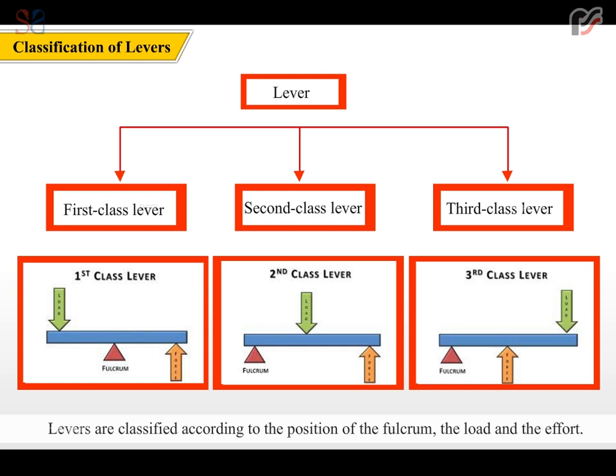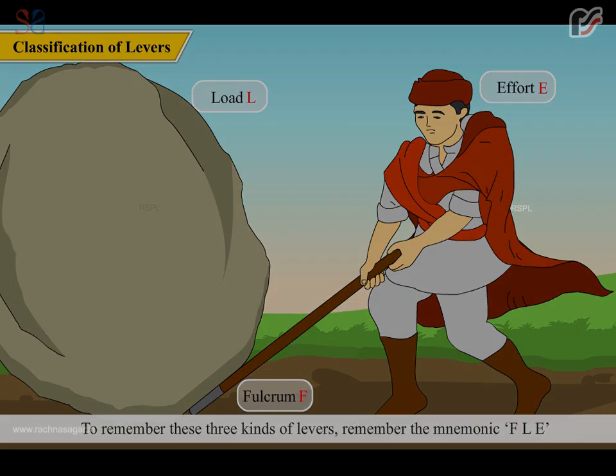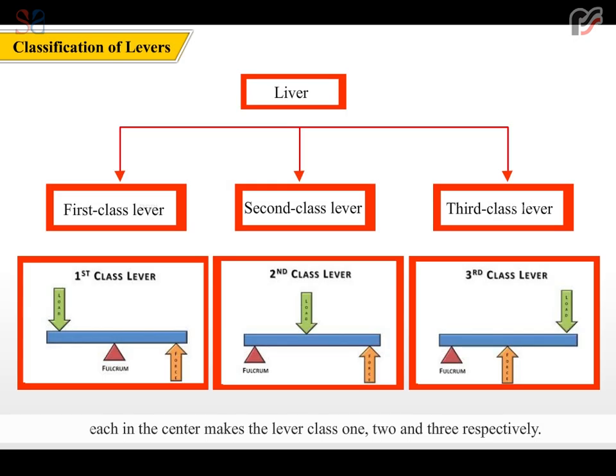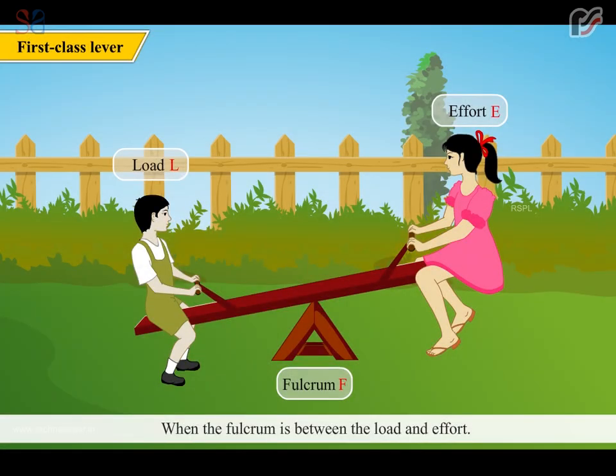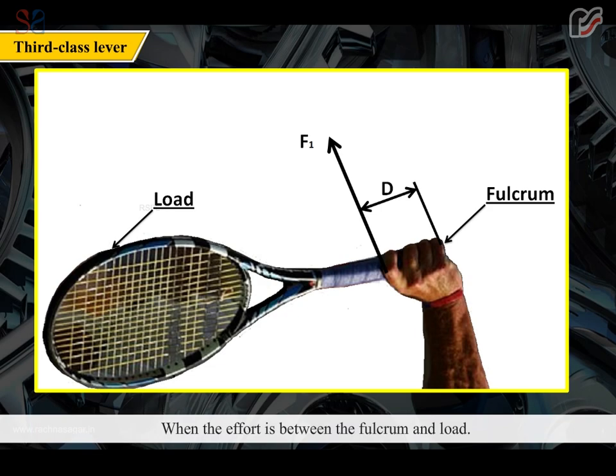Classification of levers. Levers are classified according to the position of the fulcrum, the load, and the effort. To remember these three kinds of levers, remember the mnemonic F, L, E. Each in the center makes the lever class 1, 2 and 3 respectively. First class lever. When the fulcrum is between the load and effort. Second class lever. When the load is between the fulcrum and effort. Third class lever. When the effort is between the fulcrum and load.